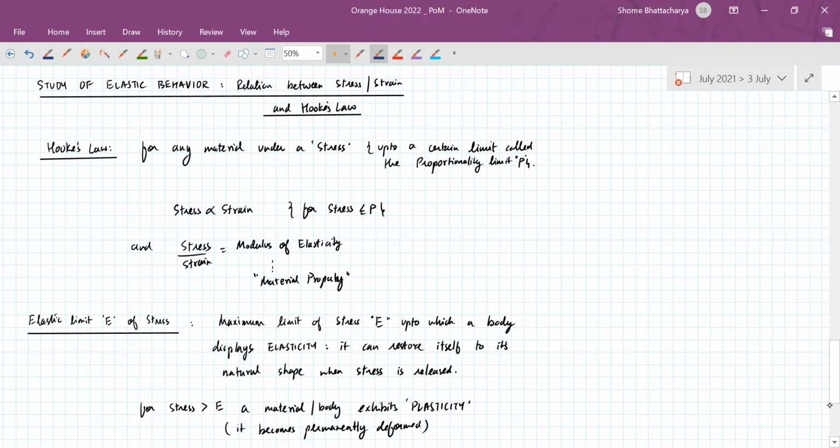And up to a certain limit of stress, if we release the stress, the material will come back to its original shape. So that is called the elastic property of the material. So it behaves elastically. But if the stress is increased beyond a certain limit called the elastic limit, then it does not display elasticity anymore. It has some permanent deformation, and that is called the plastic behavior. So for stress greater than the elastic limit, the material loses its elasticity and becomes plastic in nature.